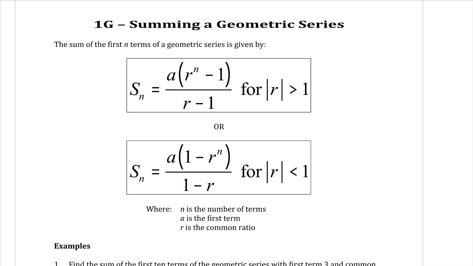If R is bigger than 1, meaning that the terms in your sequence are getting bigger, then you need to use this top formula. See how it says absolute value, because negative is okay too; -5 is still going to use that top formula. So if the absolute value of R is bigger than 1, we use this top formula here. If it is between -1 and 1, then we use the second formula down here.